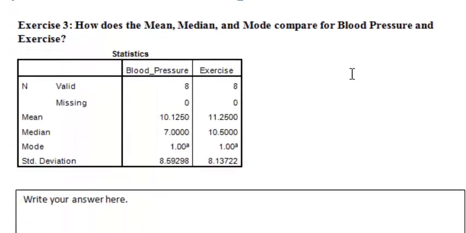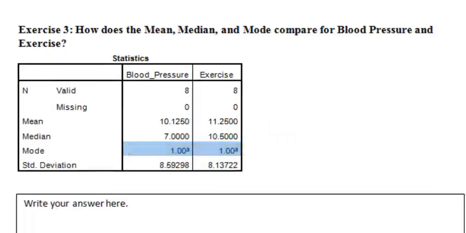Now, exercise 3, how does the mean, median, and mode compare for blood pressure and for exercise? So go ahead and shut off the video if you haven't written down your answers. Otherwise, I'm going to go ahead and discuss them. So if you look in the box, you see that the mean for blood pressure is 10.1250 and 11.25. The median is 7.0, and for exercise it's 10.5, and then the mode is 1.